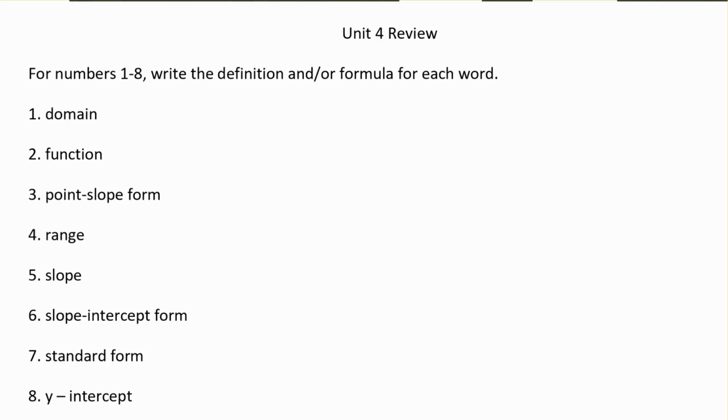This is Unit 4 review. We want to define these 8 words. First, domain. Domain is the possible x values, or input values.